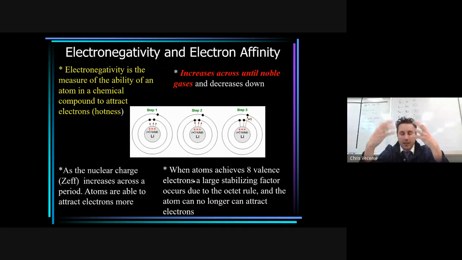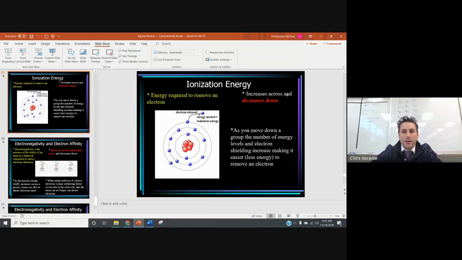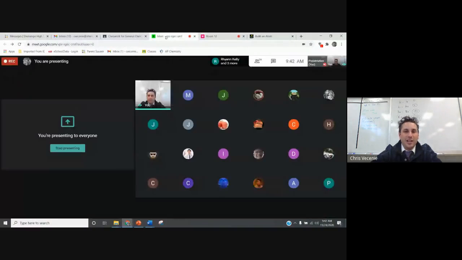So why don't they attract? Because they filled the octet rule, is what you would say. So this is the why these things occur. A lot of times, in my experience, if you understand why things happen, you don't really have trouble remembering the what. Does an atom get more attractive as you go across? You just have to think about it. Same rings, more protons. Yes, it gets more attractive. The nucleus is stronger. That can help you not memorize nearly as much.